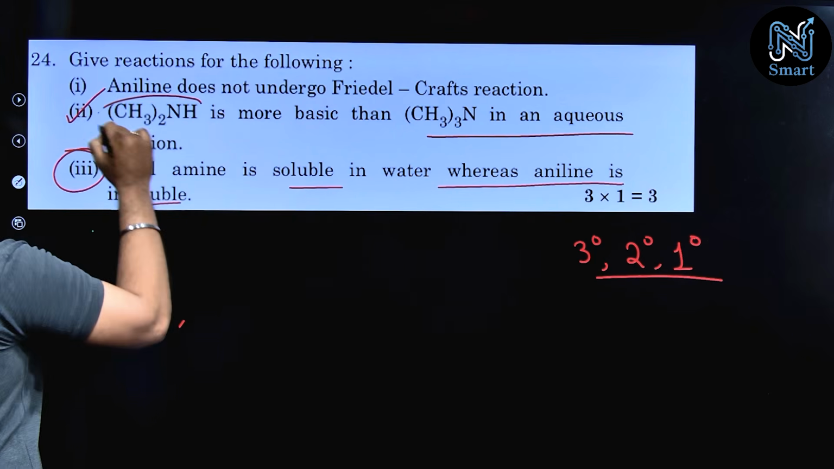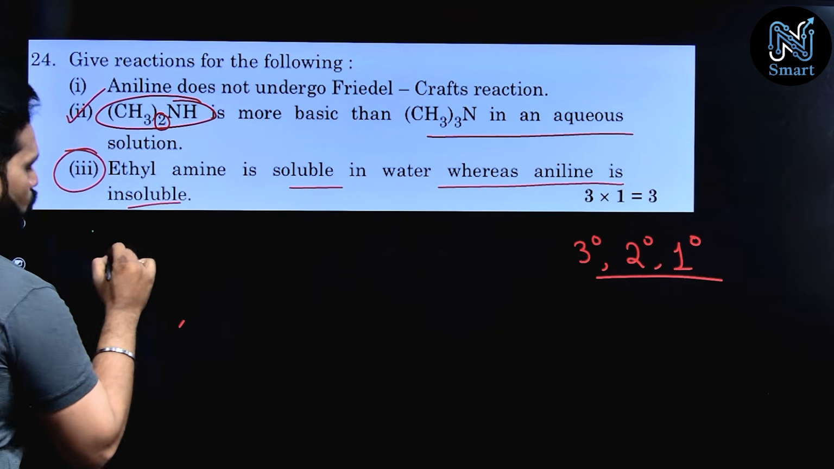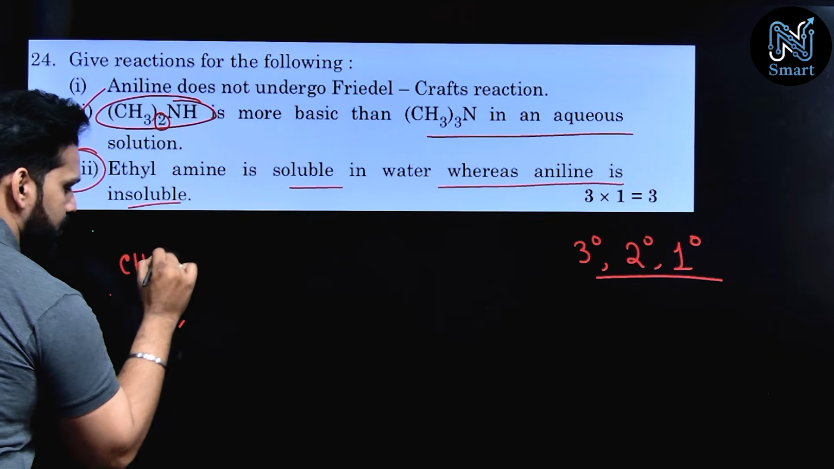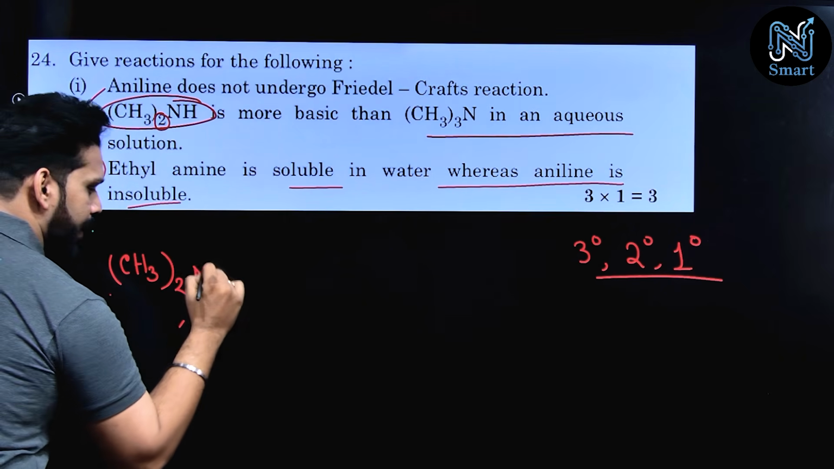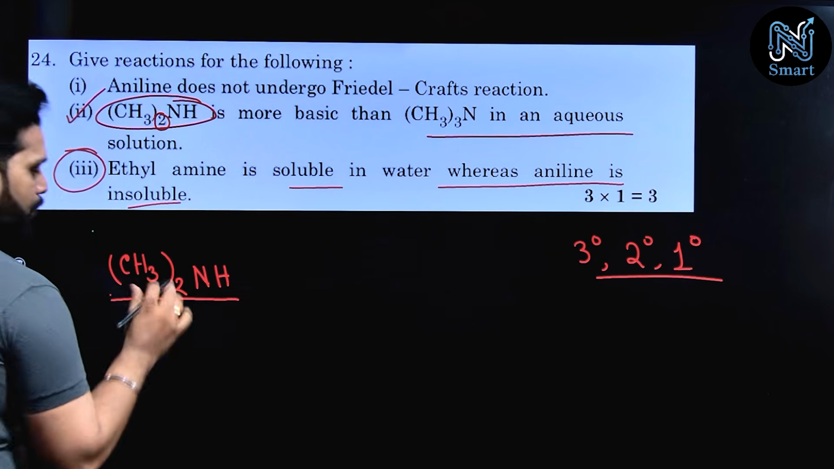Yeah, you could understand now this is a 2 degree amine. (CH3)2NH. This is how they are writing. (CH3)2NH. What do we mean by that? In a bracket they are writing now.